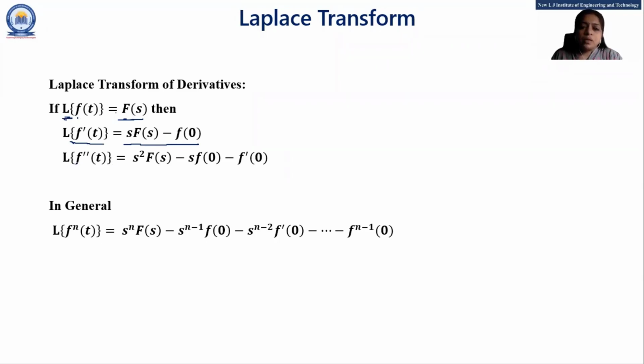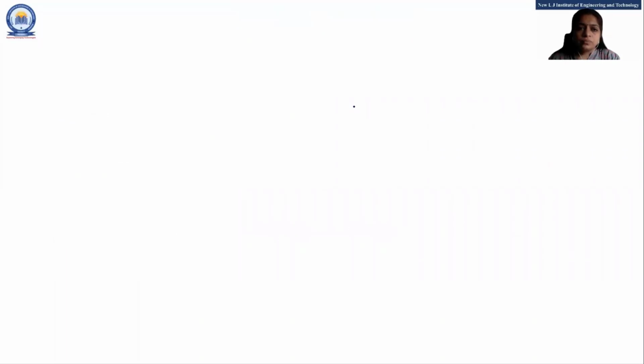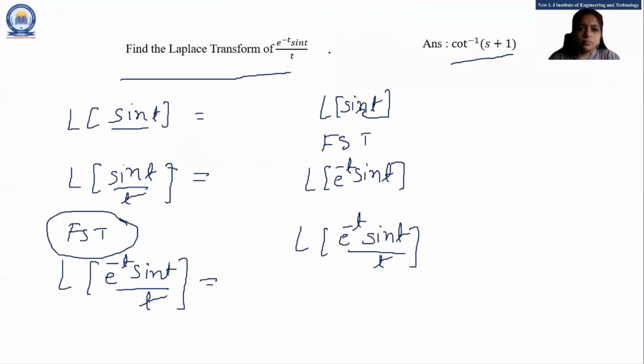Similarly, for the Laplace of the second derivative, s square capital F of s minus s into small f of 0 minus f dash 0. And this one is the general formula. Normally, they will ask for the first derivative or the second derivative, not more than the second derivative, right?